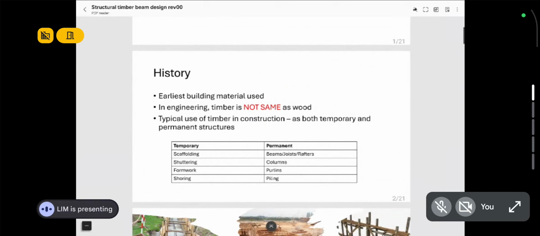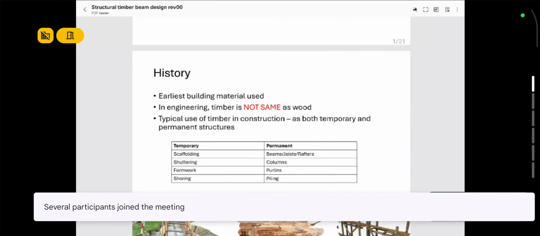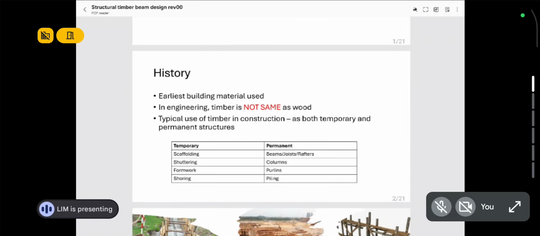Okay. All right. So in engineering, timber is not the same as wood. I've mentioned that timber is not the same as wood. They have slightly different meanings.